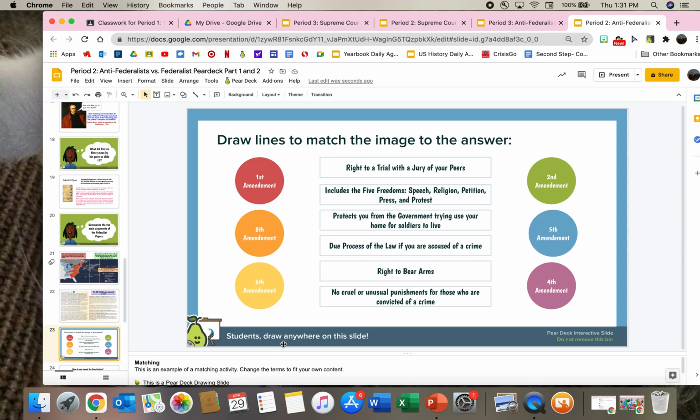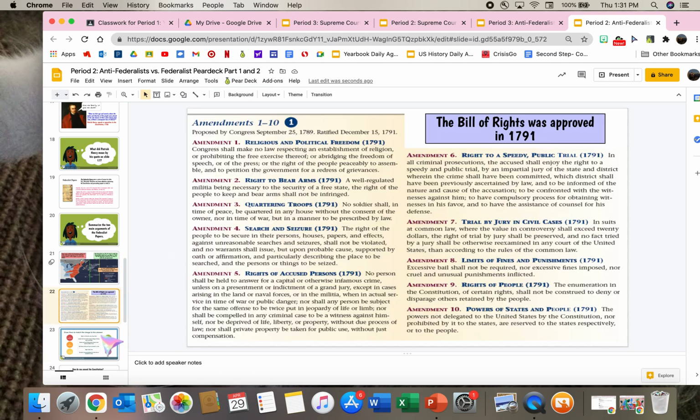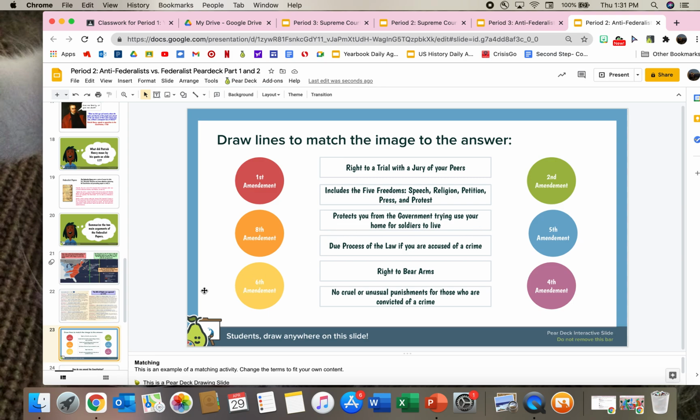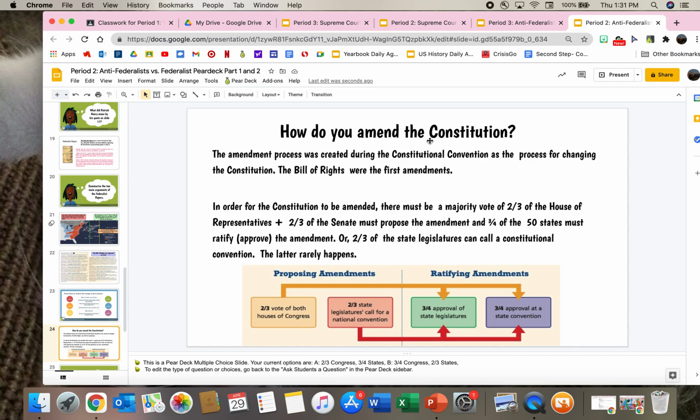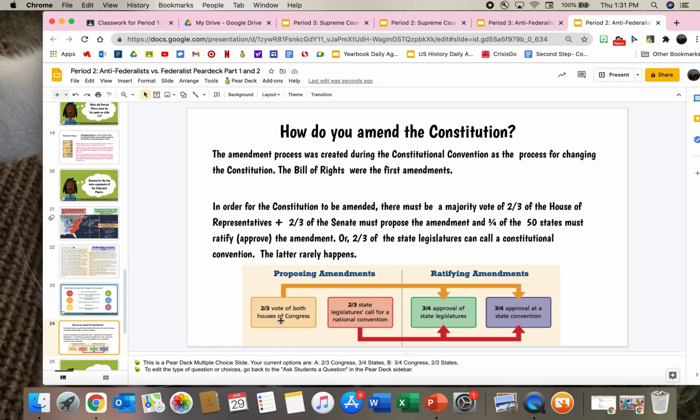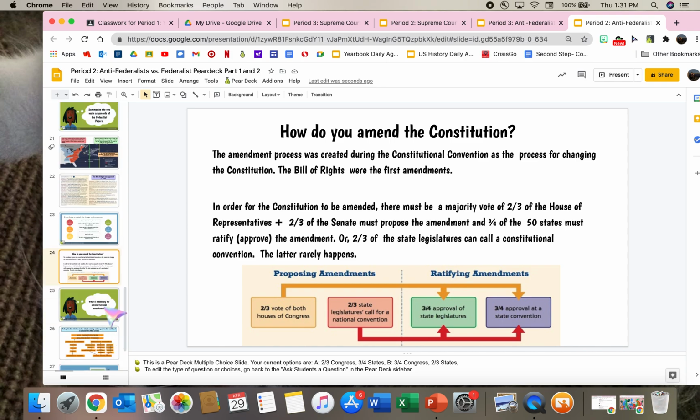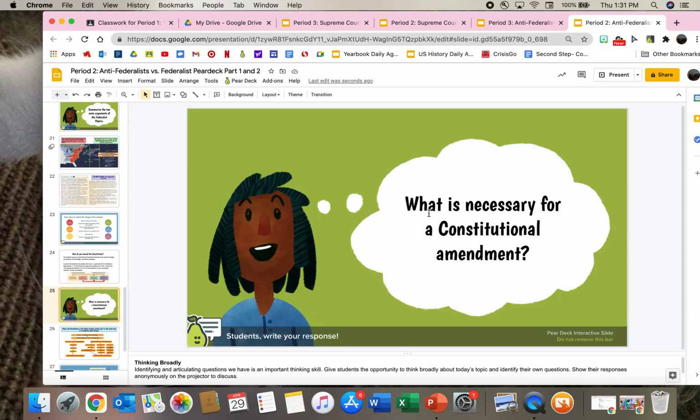And you're just going to take the line tool and put a line to the correct one. So you'll probably have to go back to slide 22 to do slide 23. So just make sure that you're going there to get your information. Then you're going to read about how to amend the Constitution. It's going to have a little graph down here, and then it also says up here how that happens. Then you're going to answer and say what is necessary for the constitutional amendment.